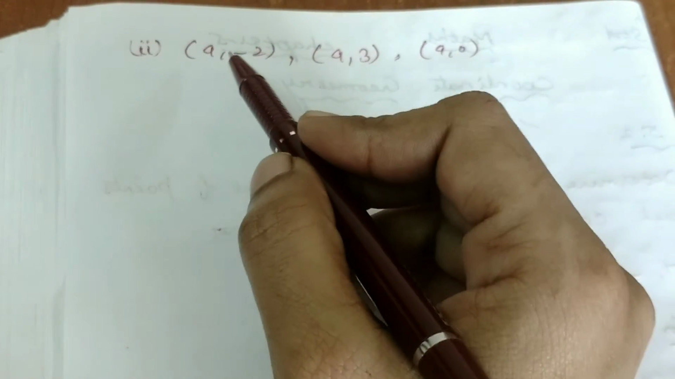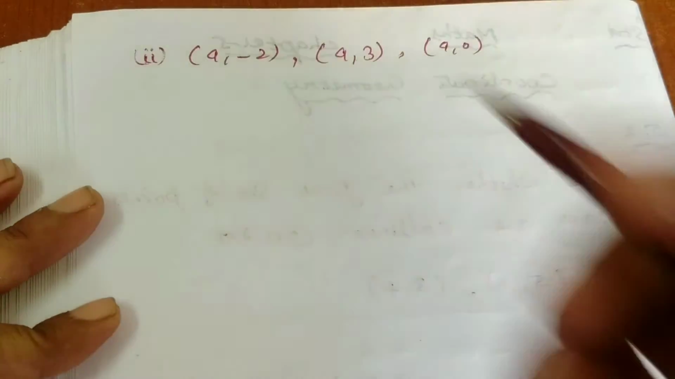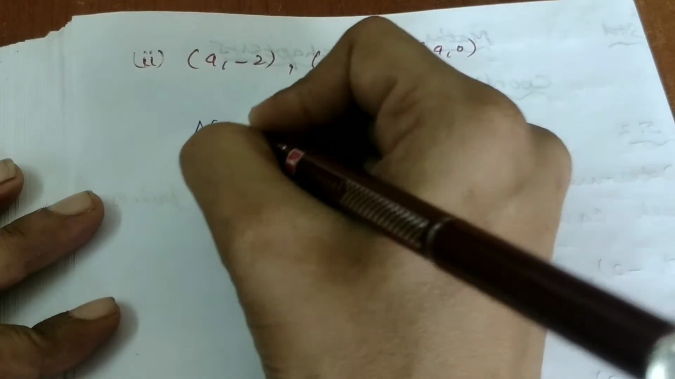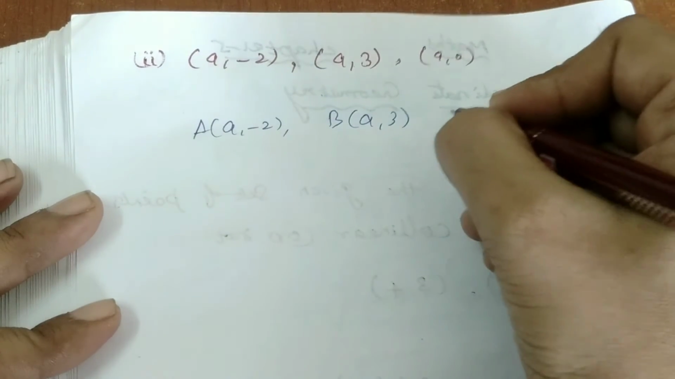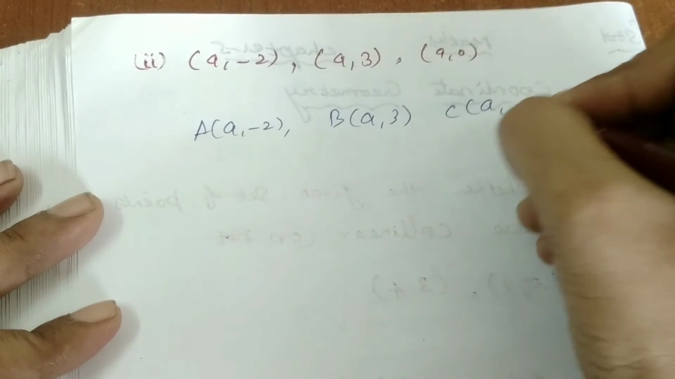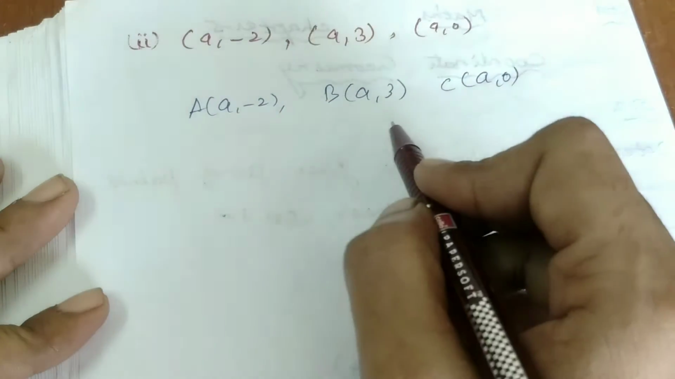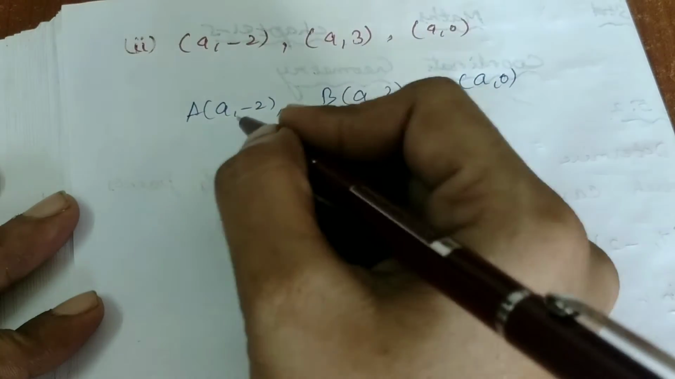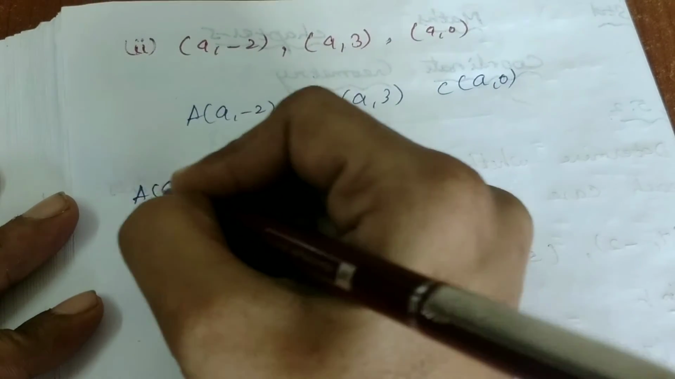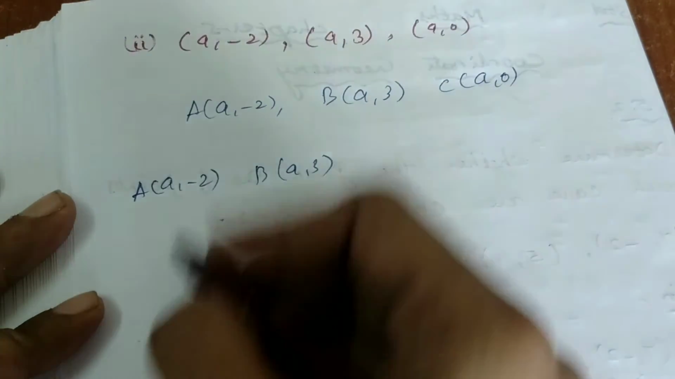Second subdivision, we have to verify whether these 3 points are collinear points or not. So name the first point as A comma minus 2, second point as B, A comma 3, our third point is C, A comma 0. So we have to find out the distance between each pair. First take A and B, find out the distance between A and B. A is A comma minus 2, our B point is A comma 3.